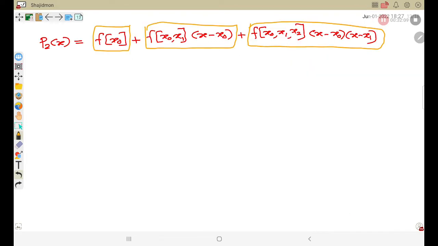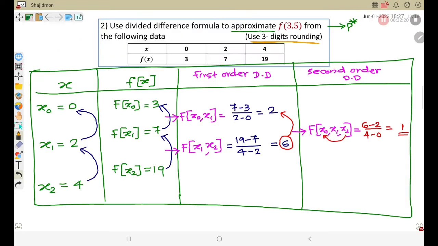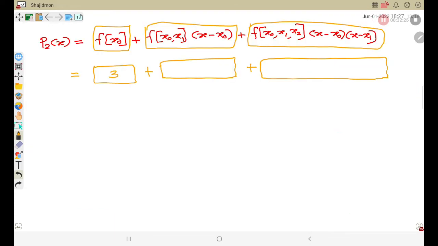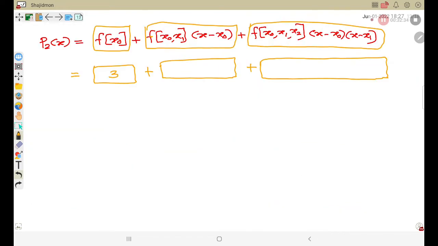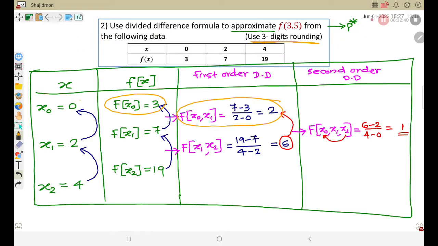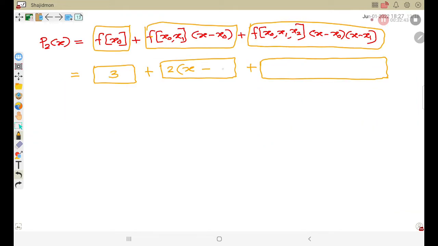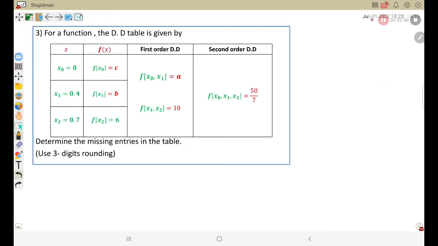So first we apply f of x0. What is f of x0? We can check it. f of x0 is 3. Correct. So we get 3 plus. Now f of x0, x1, what is the number? It is 2. Correct. So 2 multiply x minus x0. What is x0 here? x0 value is 0. So 0, multiply, plus f of x0, x1, x2.